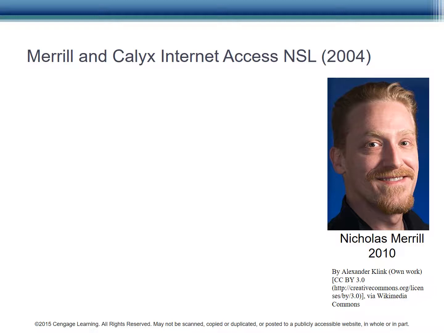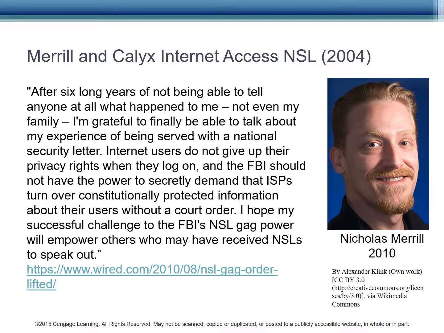Another notable case is Nicholas Merrill, who was CEO of Calyx Internet Access when they received a national security letter. Merrill objected to the gag order of the NSL and fought in federal court for 6 years. Finally, he was allowed to share what happened, successfully challenging the ability of the FBI to issue a gag order for national security letters. Since that time, several other powerful technology companies, including Google, have gone public when they received national security letters.